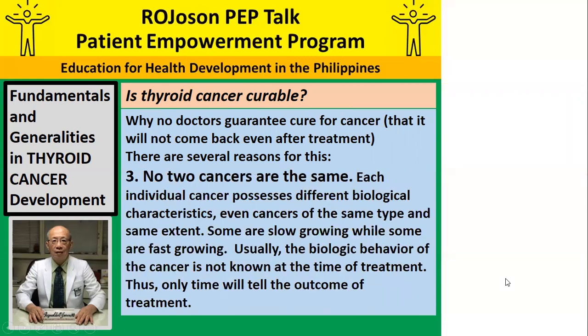No two cancers are the same. Each individual cancer possesses different biological characteristics, even cancers of the same type and the same extent. Some are slow growing while some are fast growing. Usually the biologic behavior of the cancer is not known at the time of treatment. Thus, only time will tell the outcome of the treatment.